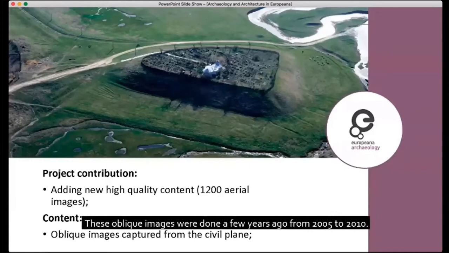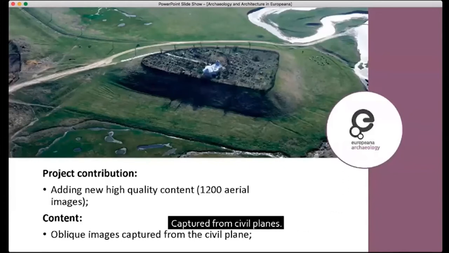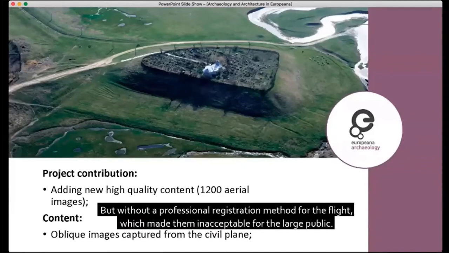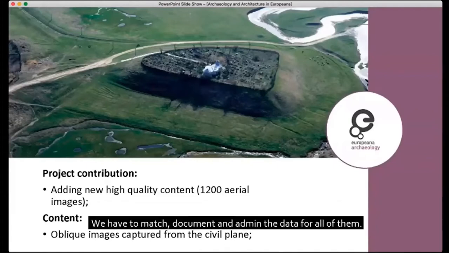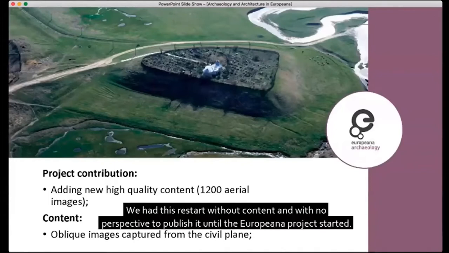These oblique images were done a few years back, from 2005 to 2010, captured from civil planes, but without a professional registration method for the flight, which made them inaccessible for the large public, and meant that we had to map, document, and add metadata for all of them. So we had this resource without context and with no perspective insight to publish it until the Europeana project started.